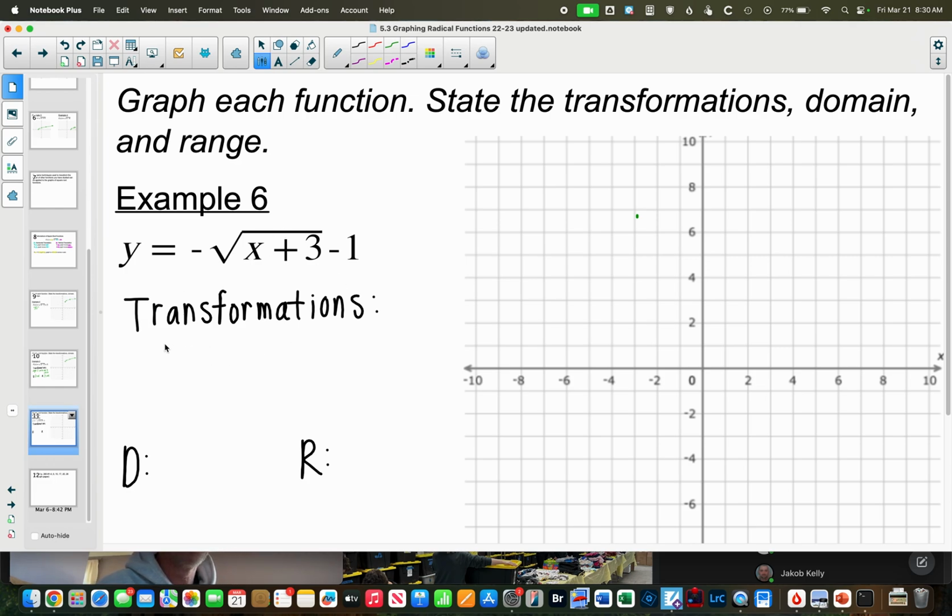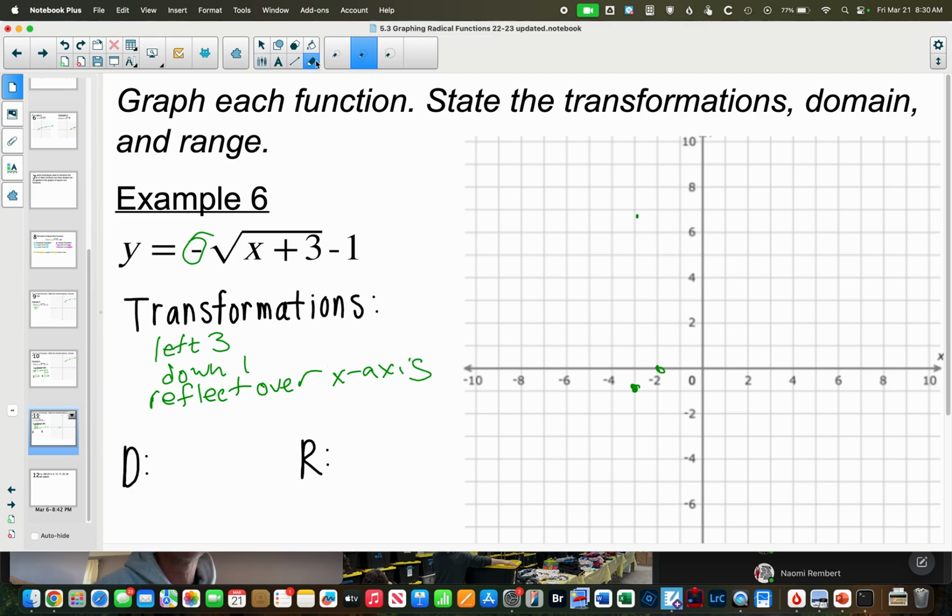So plus 3, that's going to go left 3. And then down 1. Left 3, down 1. So we're going to start here. So over 1. There's a negative here also, so it's reflected over the x-axis. I didn't see that. So what that means is every time I plot a point, I multiply by -1 for my transformation.